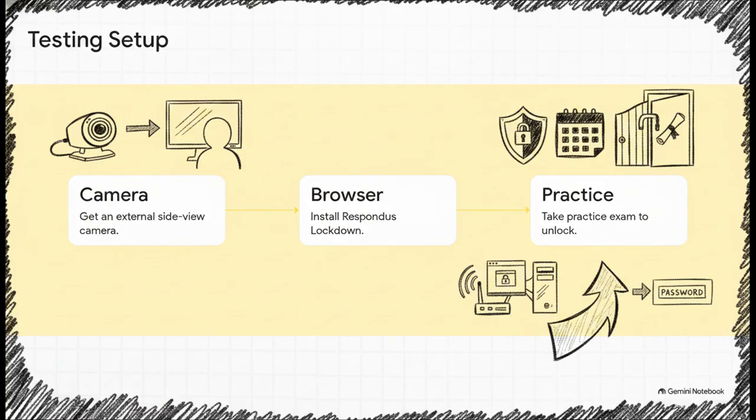And step 3, this is the real gatekeeper right here. You must take the practice exam using this exact setup. You won't even get the password for your actual exam until you complete the practice exam exactly as instructed, proving your camera shows your full workspace. It's basically Dr. Togan's way of making sure you don't fail a real exam just because of a technicality.